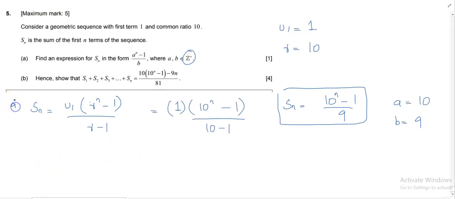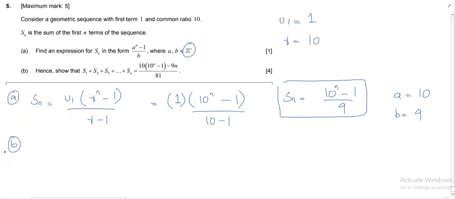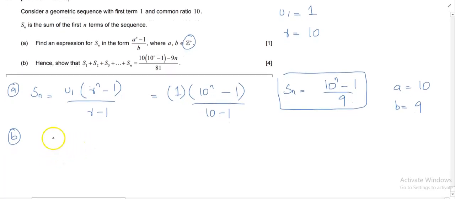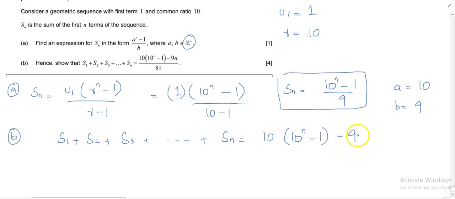Now that's part A, and in part B, let's see how we can do this one. We have S1 plus S2 plus S3 up to Sn, and we just need to show that it is equal to 10 times (10 to the power of n minus 1) minus 9n, divided by 81. So this is what we need to show.